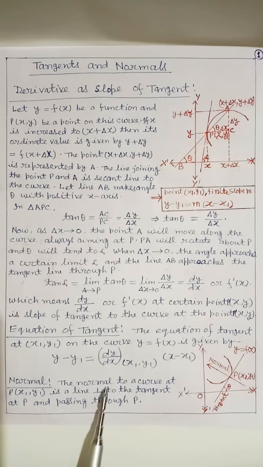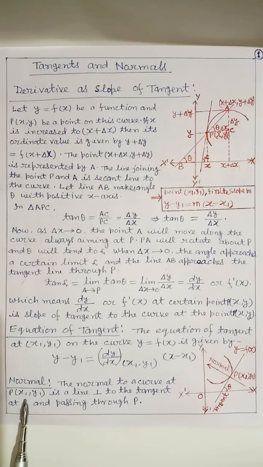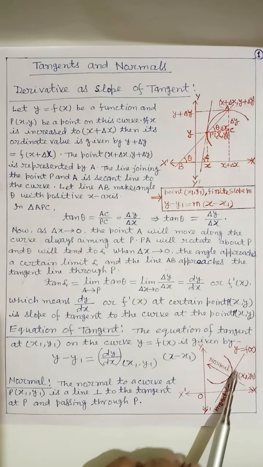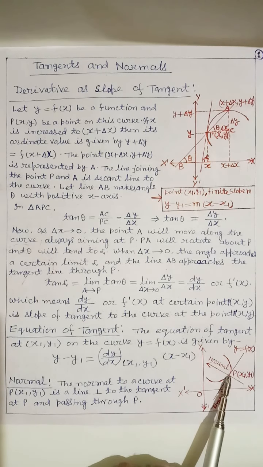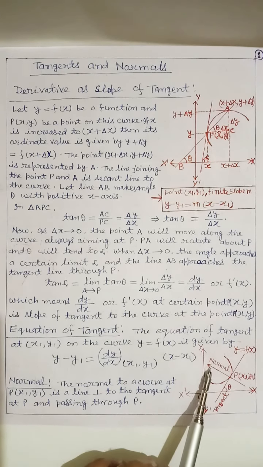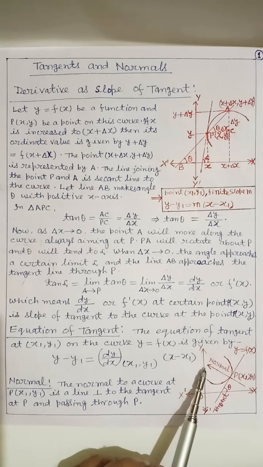Here the normal to a curve at P having coordinates (x1, y1) is a line perpendicular to the tangent. Here this line is perpendicular to this tangent line at P. Here this is point P, and this line passes through P also. So this is normal.